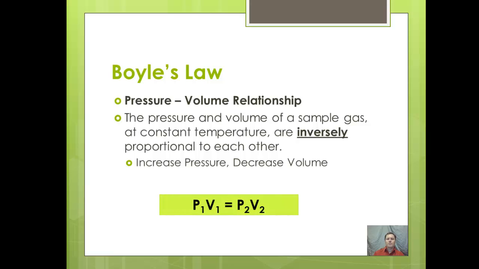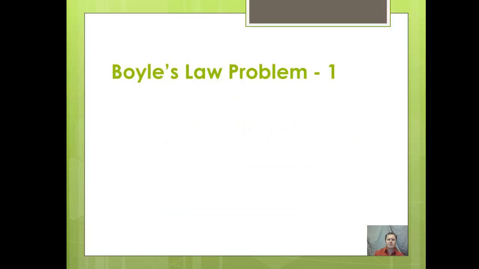The equation for it is P1V1 equals P2V2, where P is your pressure and V is your volume. What we'll end up doing is giving you three of these factors, and you need to rearrange the formula to figure out the fourth one. So let's try a couple examples here.